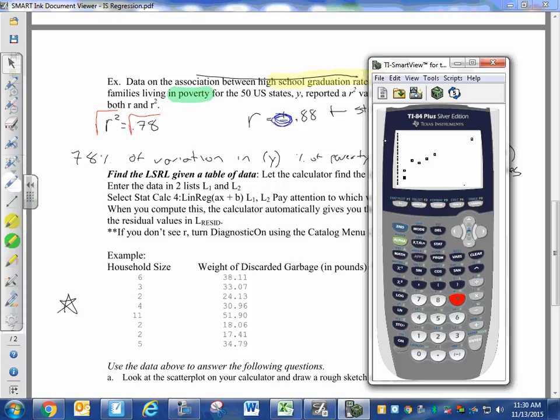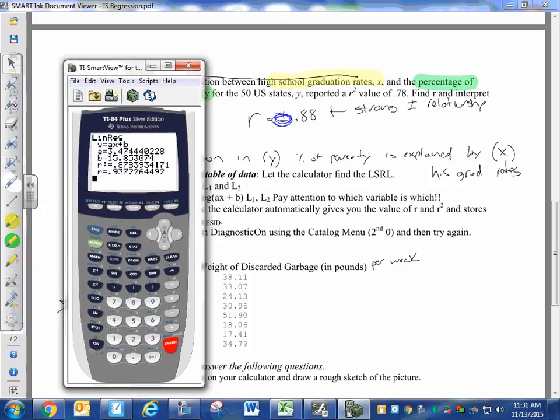Go ahead and find the exact prediction model, the least squares regression line, by going stat, calc, lin reg. You've done this to find R, but it gives you more information than just R. Turns out we get the equation y equals, here's the a, 3.4744 times x plus the b is 15.853. And then go ahead and graph that in your calculator.